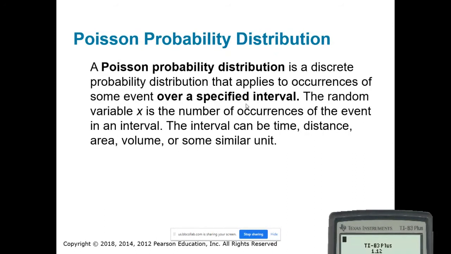Okay, so all of the distributions we talked about so far, the binomial distribution, there were certain characteristics of a binomial distribution. For a Poisson distribution, it's the occurrences over some time interval. And the random variable is actually the number of occurrences in the interval.